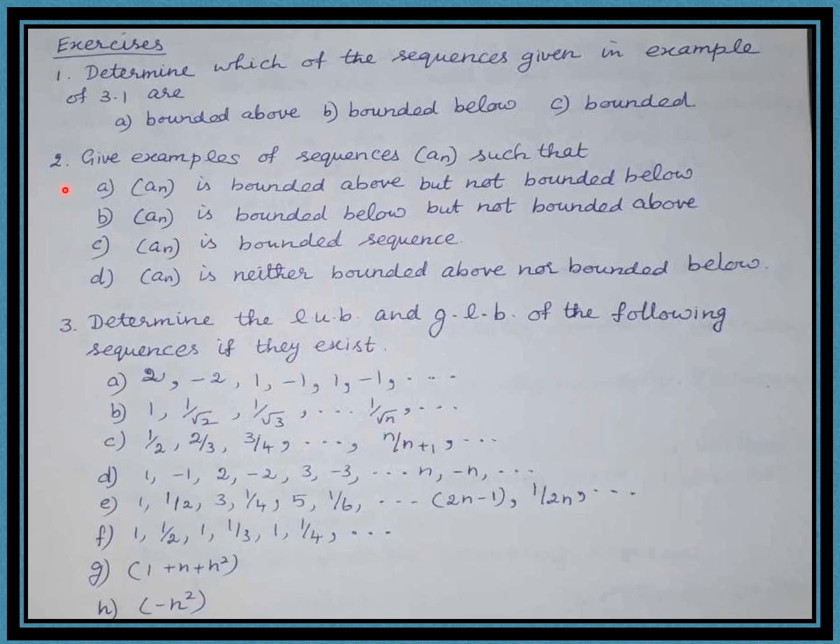The next one is, you have to give examples for the following. The first one is a sequence which is bounded above but not bounded below. Another sequence which is bounded below but not bounded above. Another sequence which is bounded. And another sequence which is neither bounded above nor bounded below. The next exercise is to determine the upper bound and lower bound of the following sequences if they exist. Try it on your own.